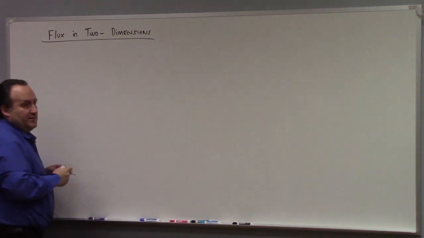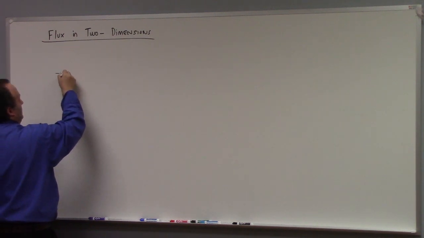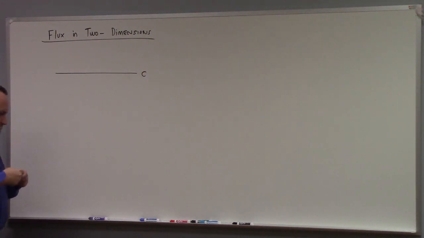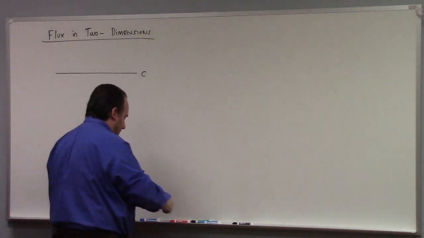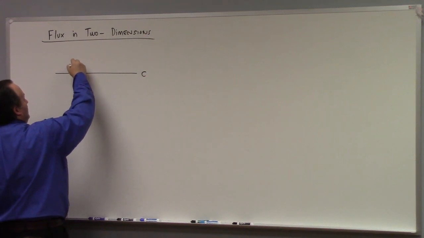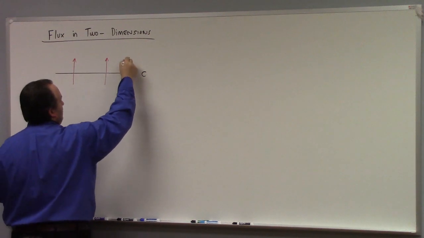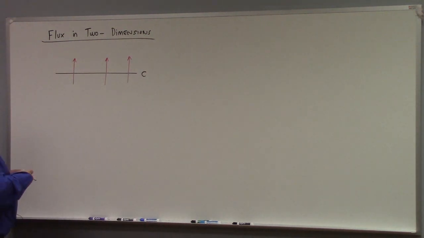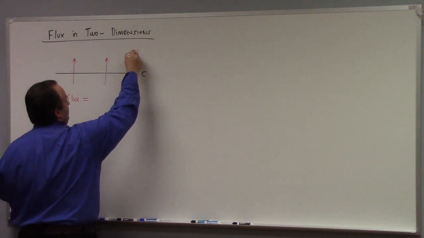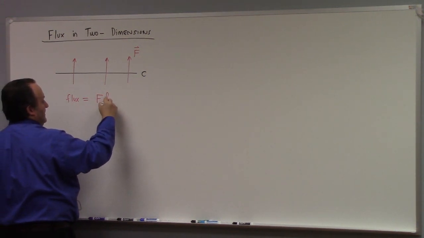So here's basically the idea. If I've got, say, a curve C, then I can calculate the flux of a vector field through it. And so let me show you two cases. One would be like this. Suppose the vector field's like this. So then the flux would equal, let's say that this vector field's F, the magnitude of F times the length of the curve C.